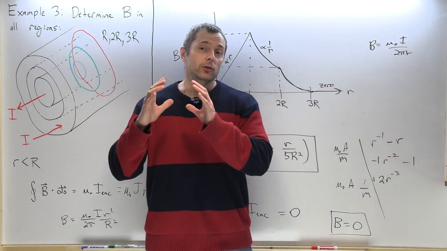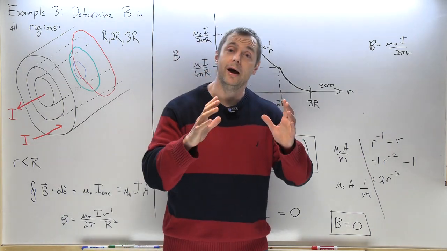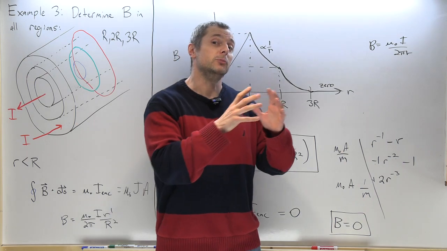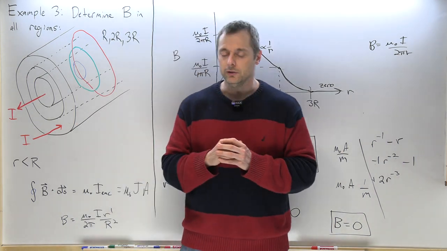The left side, for cylindrical symmetry, always turns into B times 2 pi r. And then the I enclosed can get a little tricky with J times area, current density times area. That'll be the I enclosed in the Ampere loop.